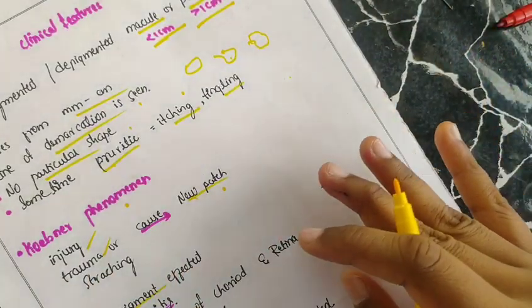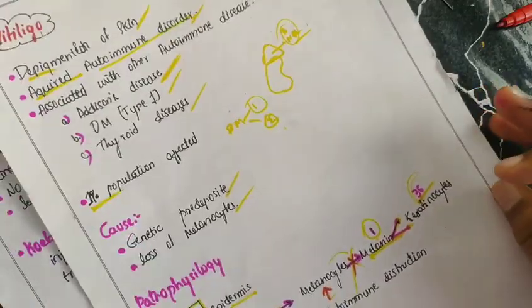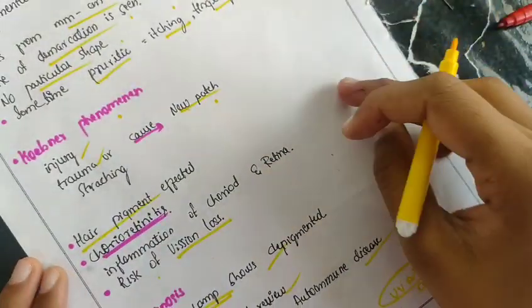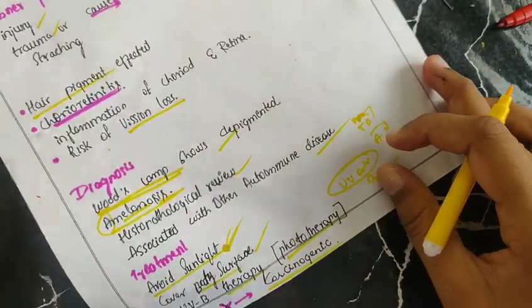This is all the importance of vitiligo. In vitiligo we saw about the causes, pathophysiology, the sites where it is affected, and the appearance or clinical features, Koebner's phenomenon, and the diagnosis and the treatment. This is all we learned in this video.